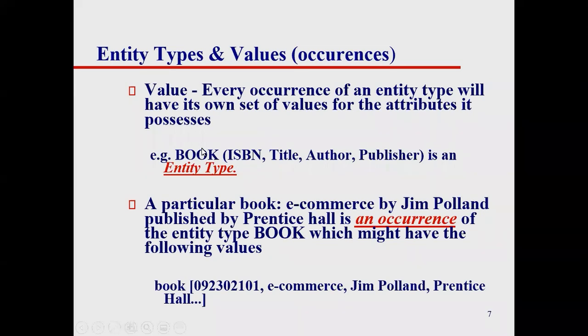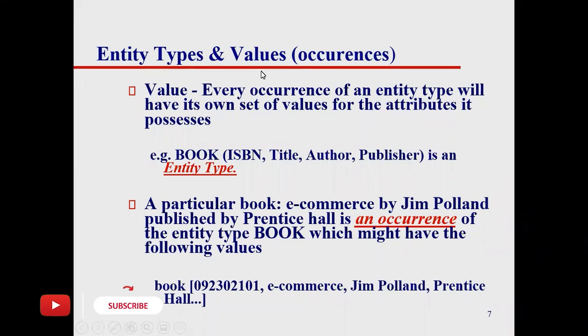Yes. If you see over here for ISBN, the value of occurrence is 09. This is the value of the ISBN. The title, this is the book name of the e-commerce. Who is the publisher? Jim Polland is the publisher, and this Printers Hall is the publisher's whole name. So a particular book, e-commerce by Jim Polland, published by Printers Hall, is an occurrence of an entity of the book.